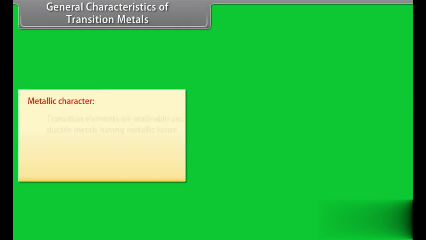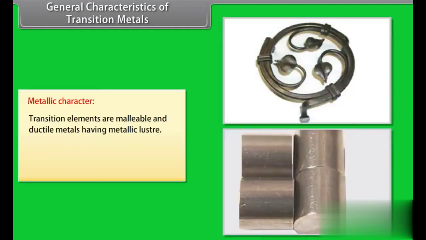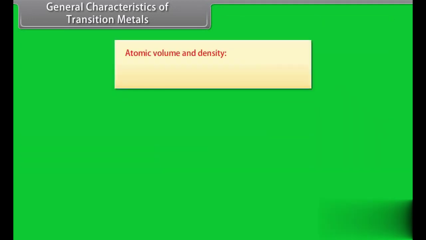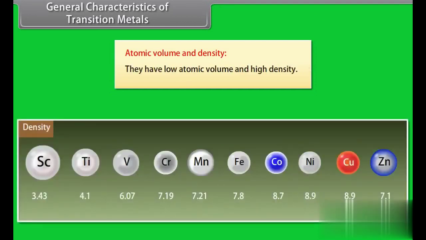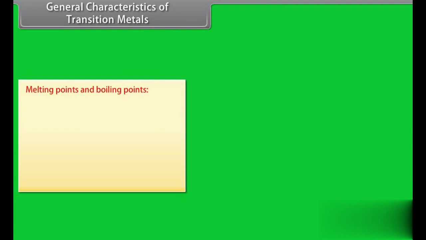General characteristics of transition metals. Metallic character. Transition elements are malleable and ductile metals having metallic luster. These are good conductors of heat and electricity. Except mercury, all are solids. Atomic volume and density. They have low atomic volume and high density. Melting points and boiling points.